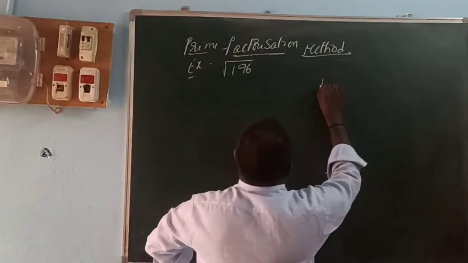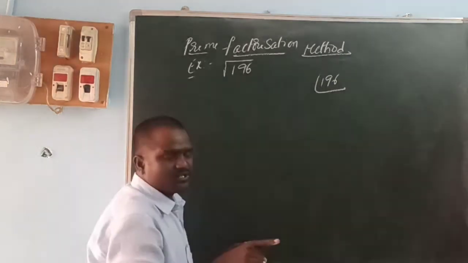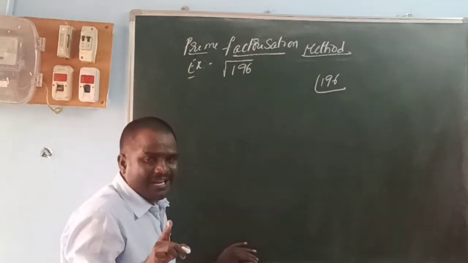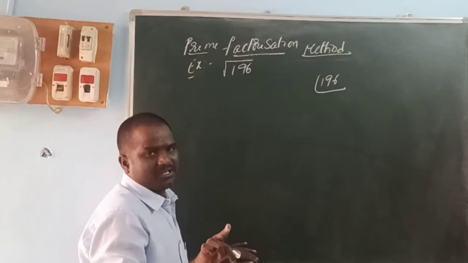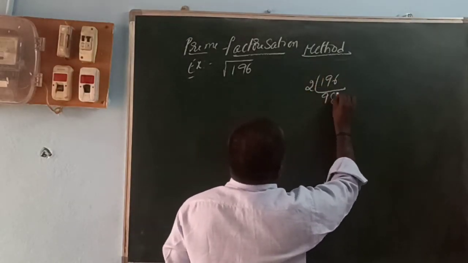So here 196 now. Here the 196 we can divide with prime numbers. What is prime factorization? The number can be written as a product of prime numbers. Okay, here we can divide with prime numbers. Here 2 nines are 18.